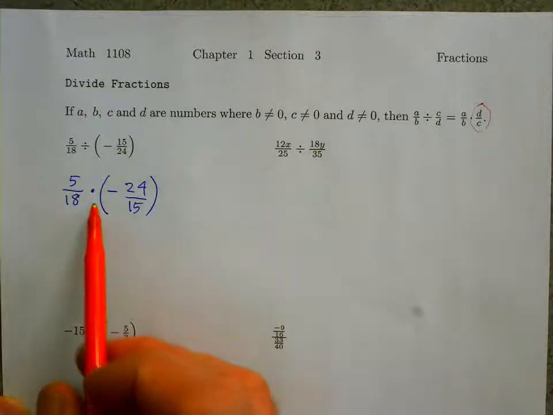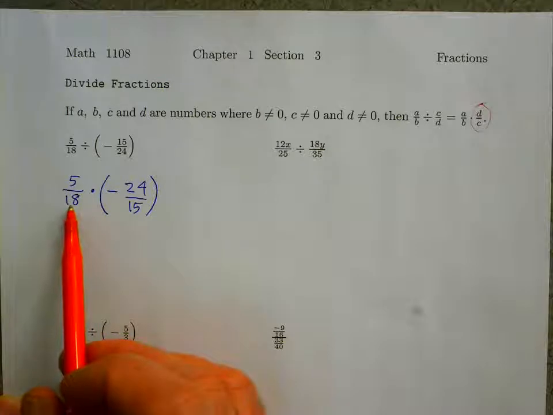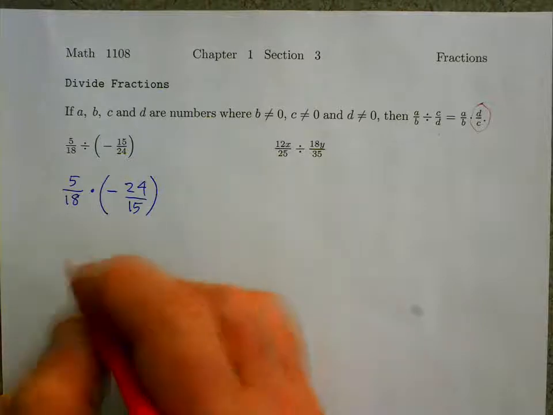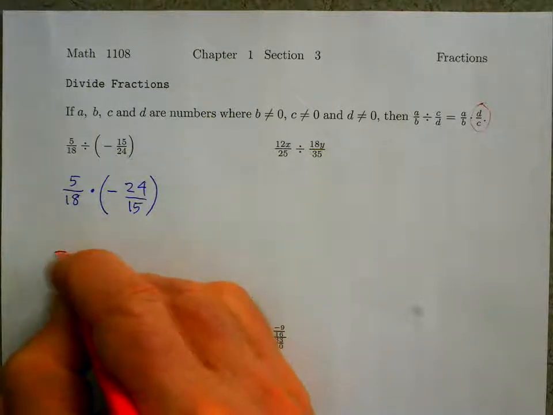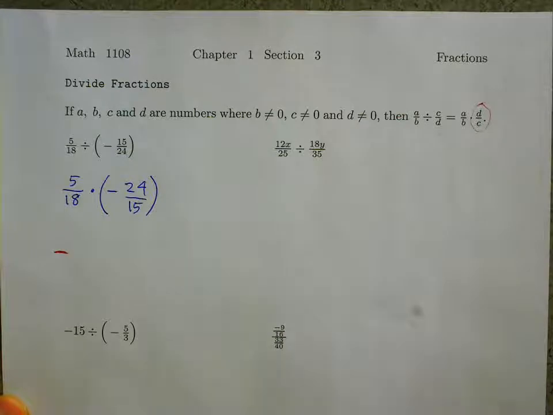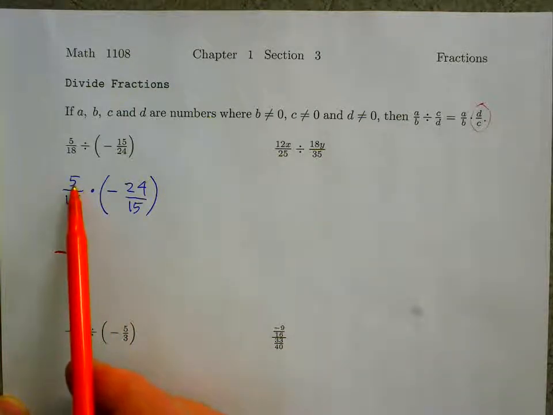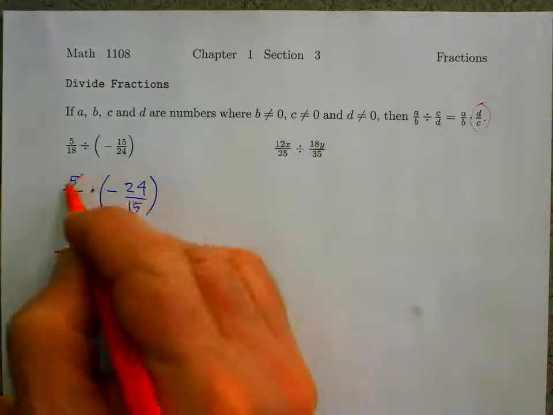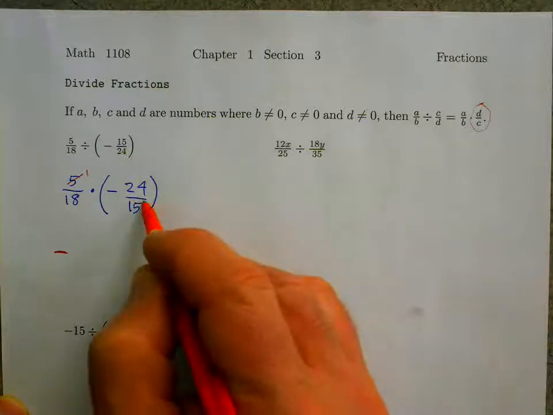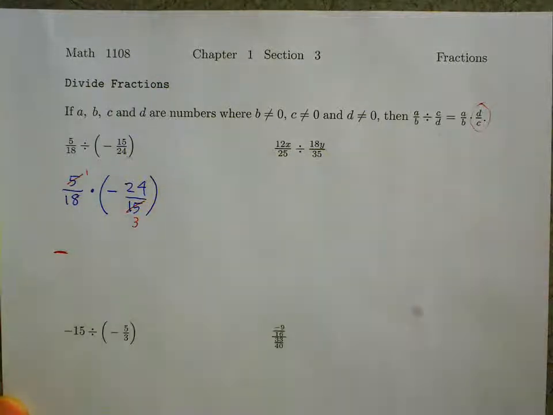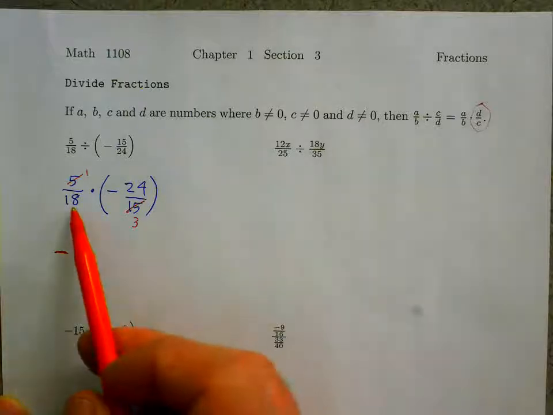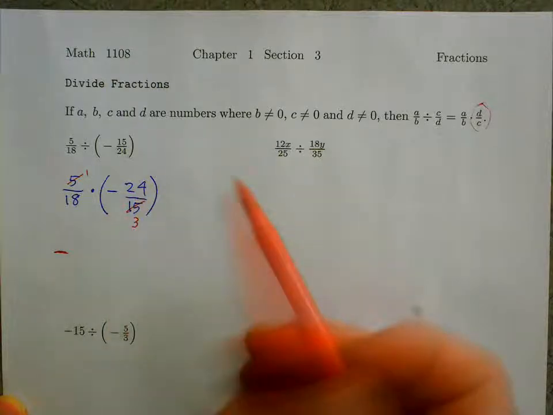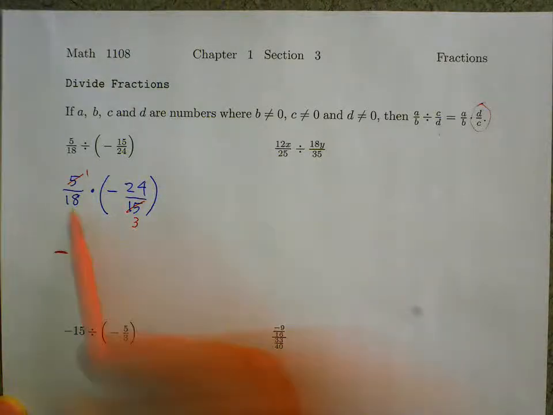So let's do it the easy way. First note, I'm multiplying a positive number times a negative number, so I know that the result has to be negative. A positive times a negative is a negative. Then let's compare the numerator 5 with the denominator 15. 5 goes into 5 once. 5 goes into 15 3 times. Now let's look at 18 and negative 24. In the numerator, negative 24, the denominator 18.